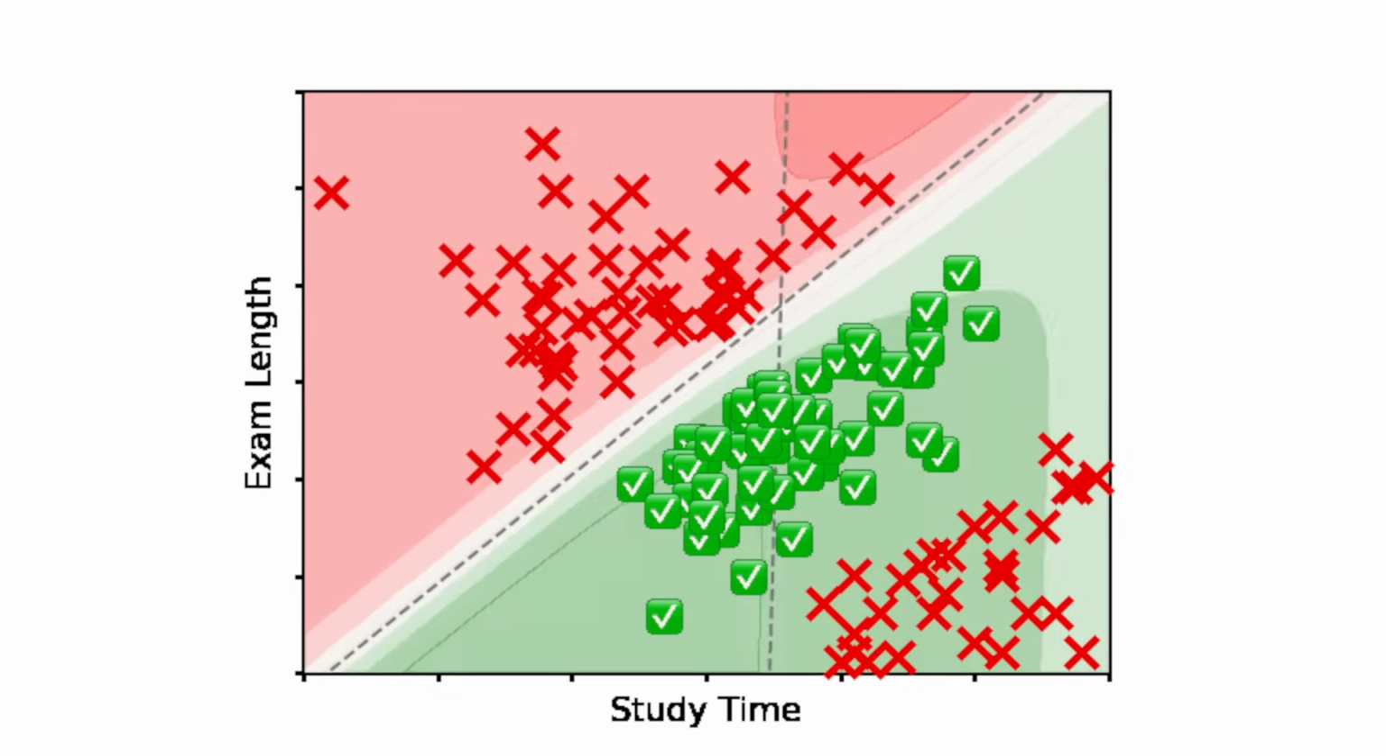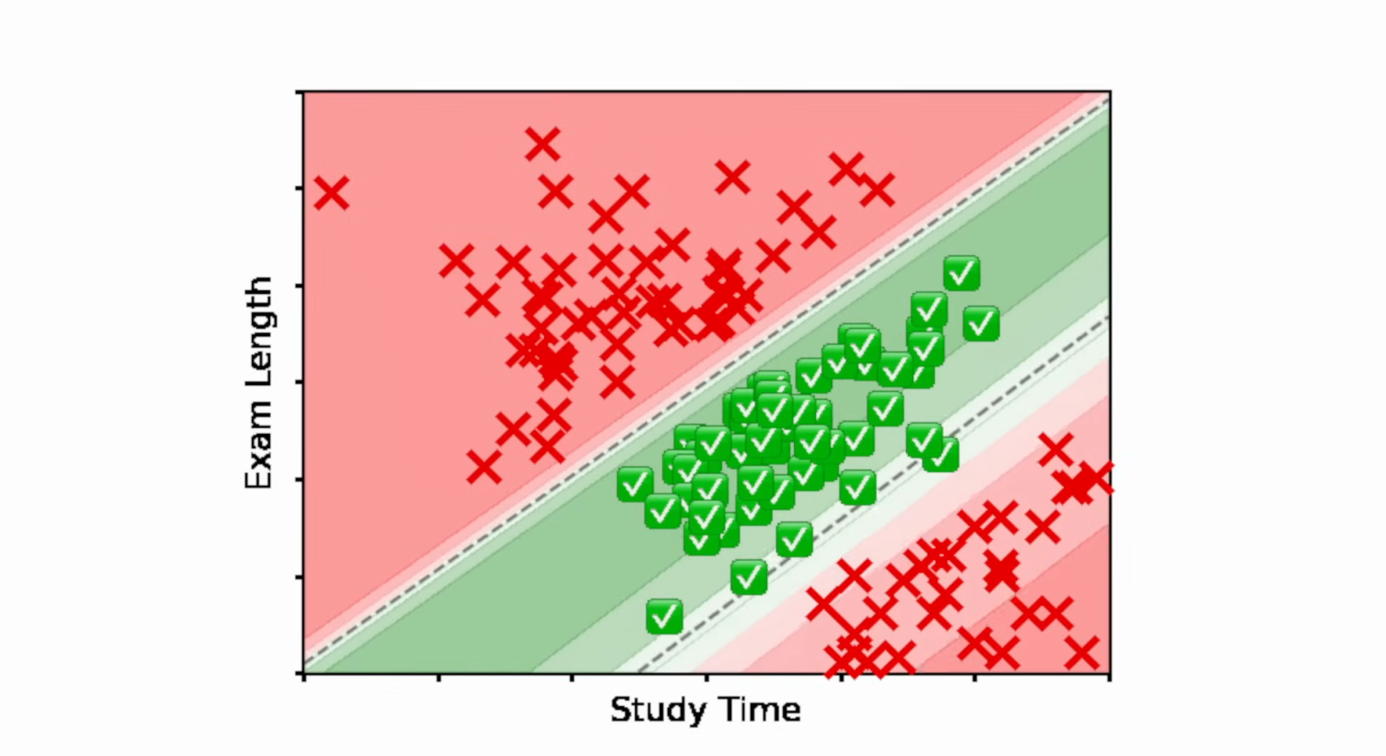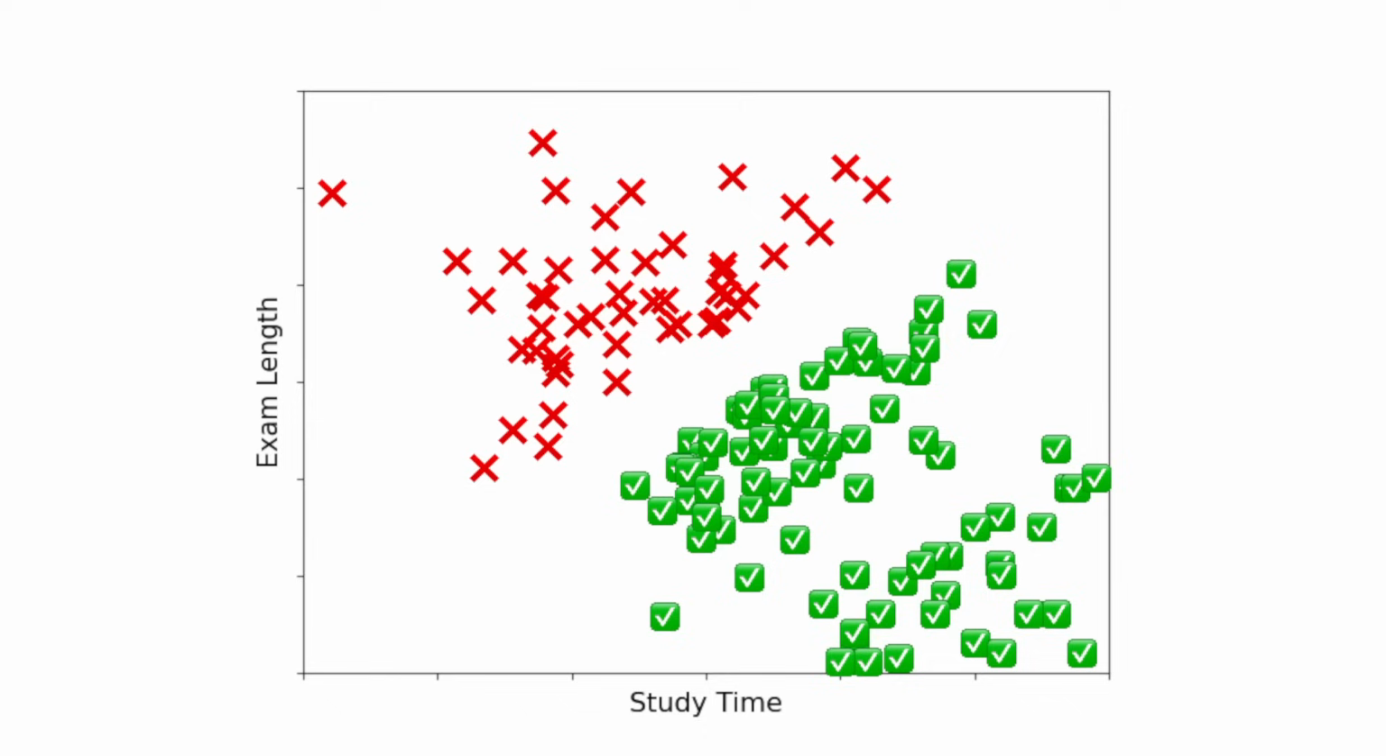What if there was a way to divide and conquer data science problems? A way to combine simple models to work together to solve complex tasks? Consider this dataset of students passing or failing an exam based on the length of the exam and the amount the student studied for it.